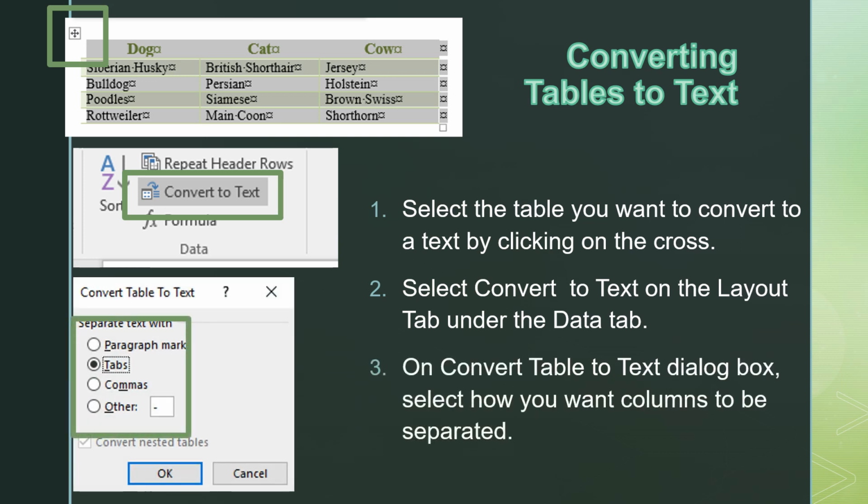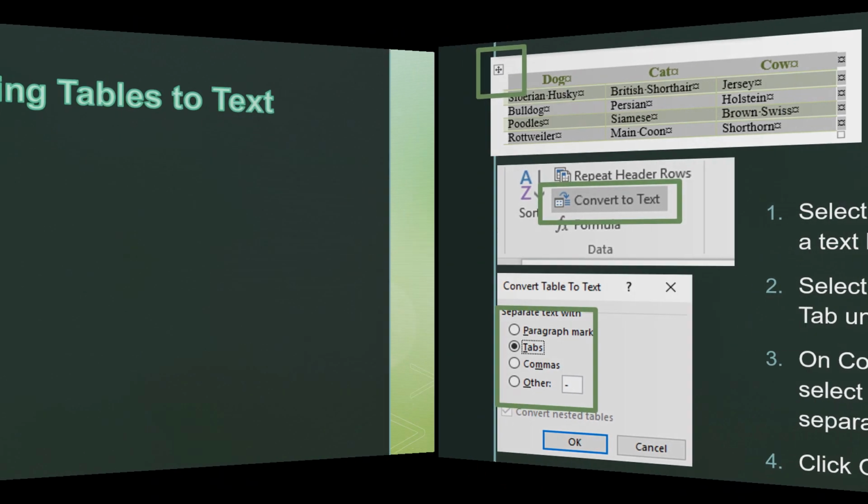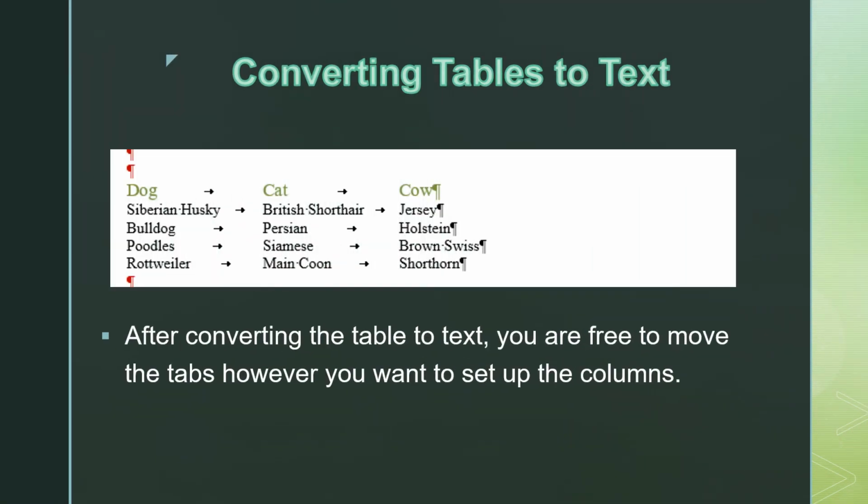On the Convert Table to Text dialog box, select how you want columns to be separated. In this case, we want them to be separated by tabs. Then click OK. After converting the table to text, you are free to move the tabs however you want to set up the column.